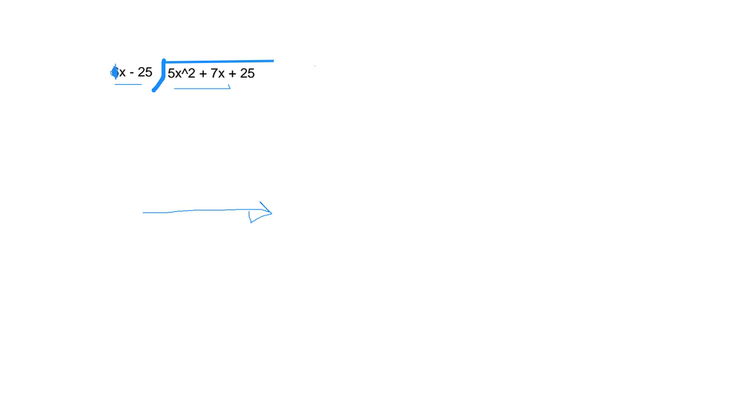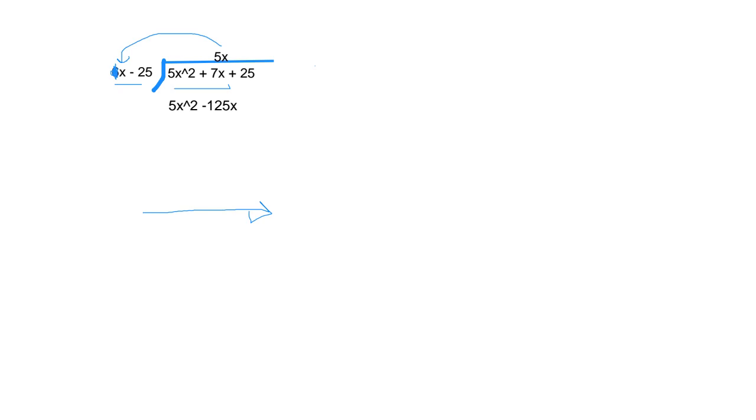I want to put the quotient on top of 7x because I have to take two terms. On top of 7x, I want to put a 5x, because 5x multiplied by x gives me 5x squared. So I put 5x squared down here. Then 5x times negative 25 is negative 125x.